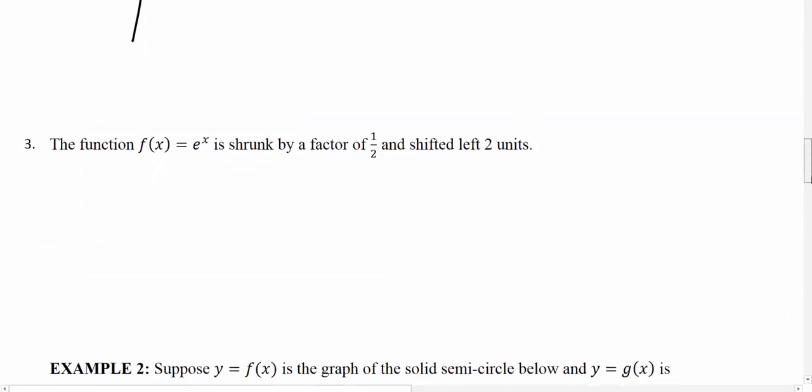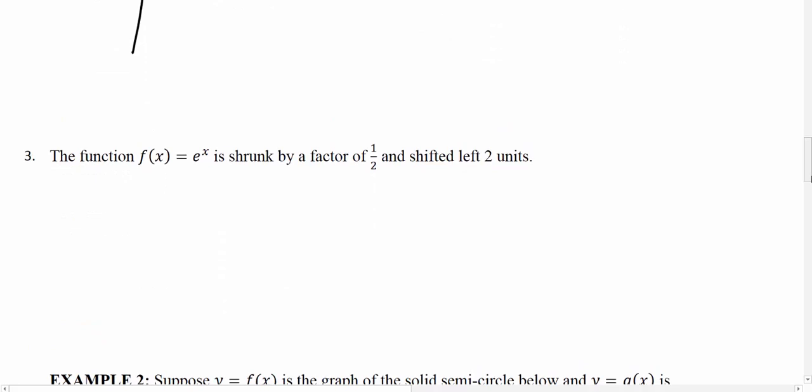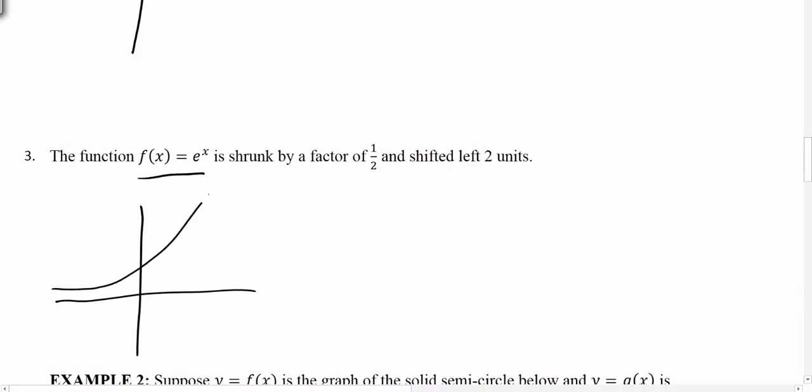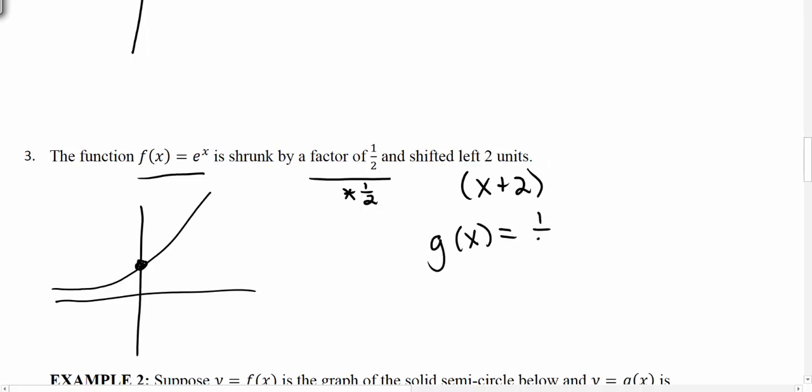So finally, we're considering the function e to the x. So again, the original function is e to the x. E to the x looks roughly like that, crosses through at 0, 1. And now we're going to shrink it by a factor of half, so we're multiplying by 1/2. And we're going to shift it left 2 units. So again, counterintuitive, we're going to have x plus 2. So our new function, g of x, is going to be 1/2 e to the x plus 2.